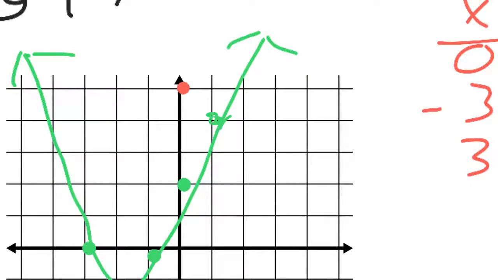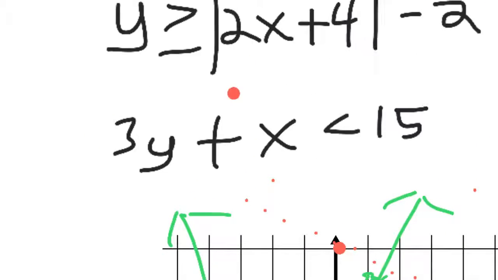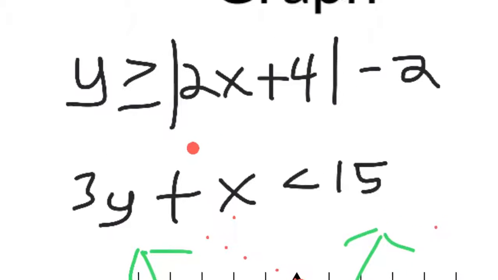So now that we have the lines, actually, big note here, this should be a dotted line because it doesn't have the or equal to symbol. This is a solid line. This one should be dotted here in red. Okay, that's better.